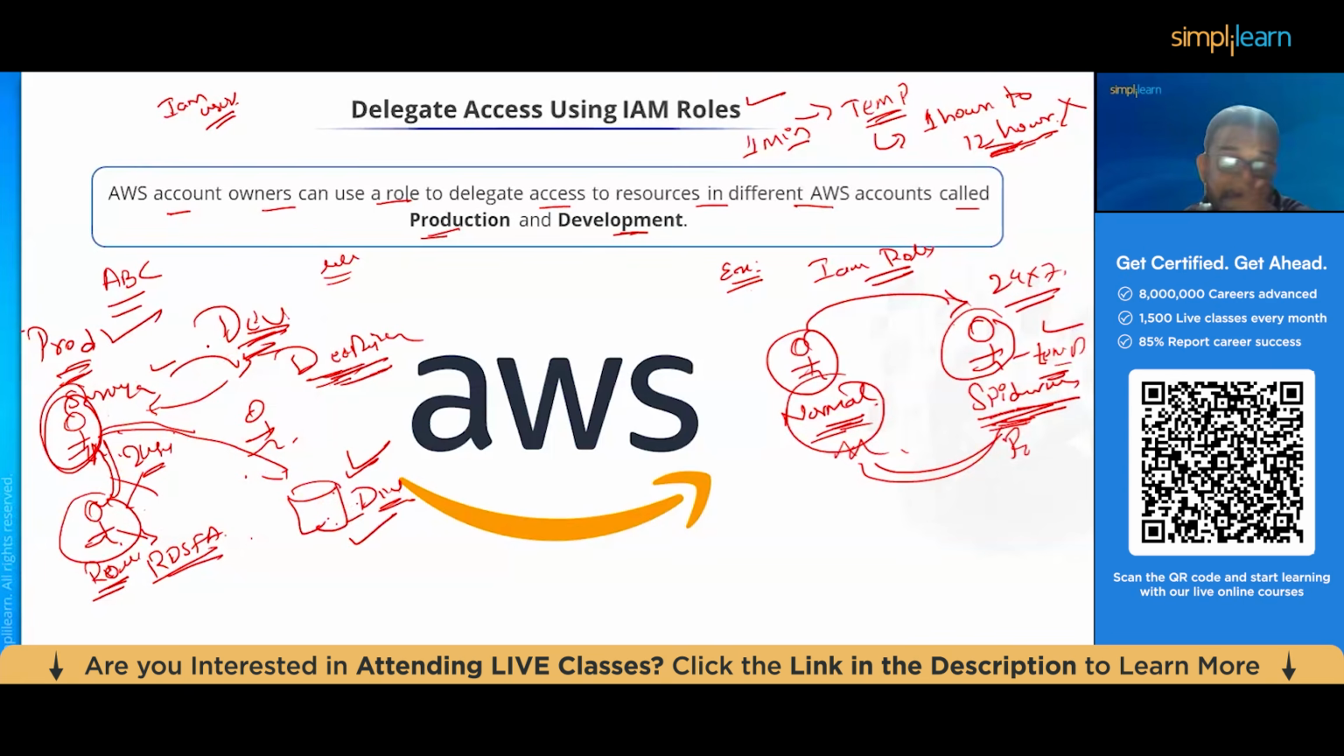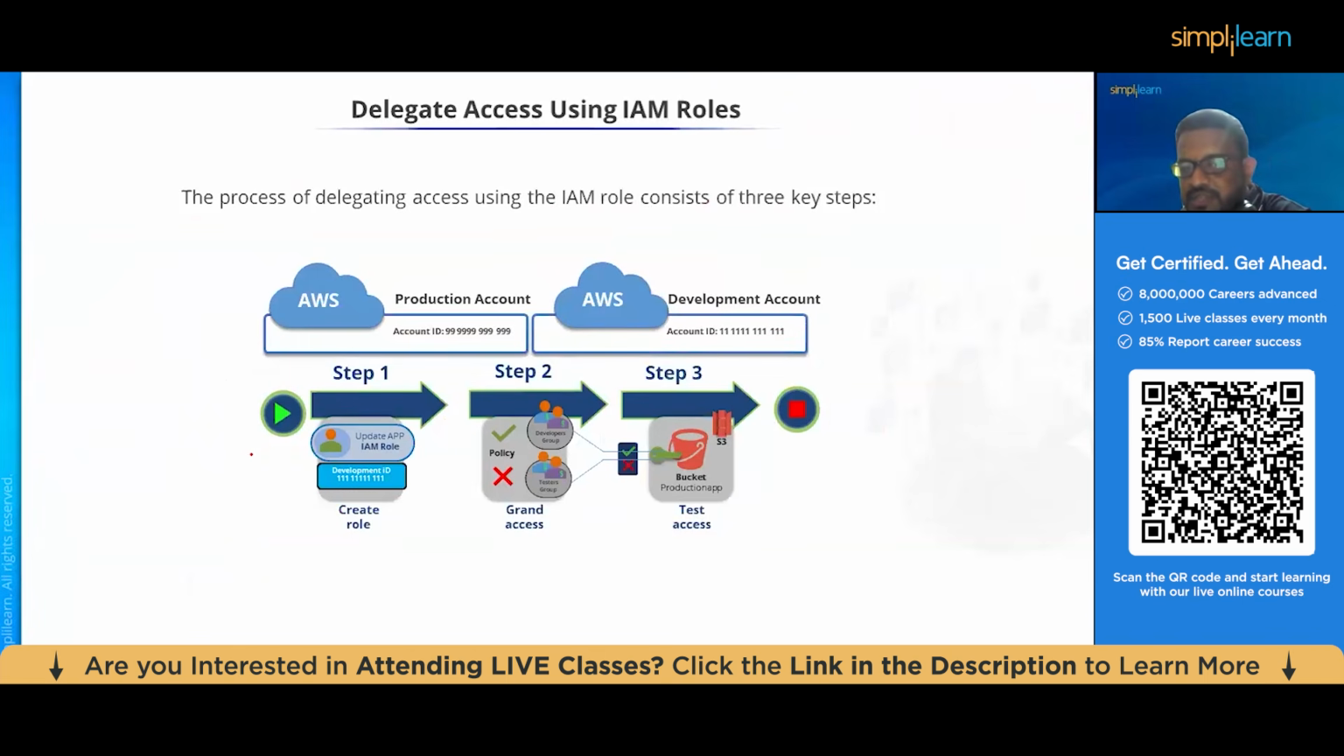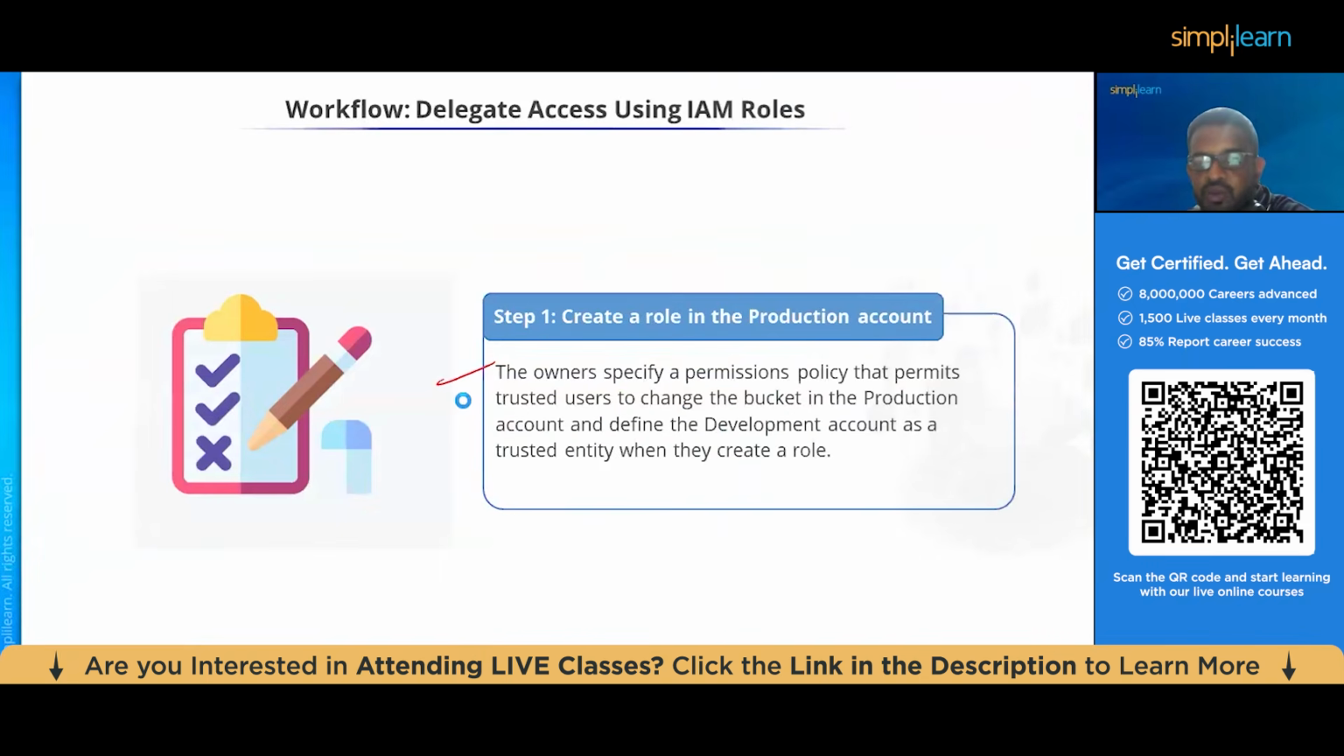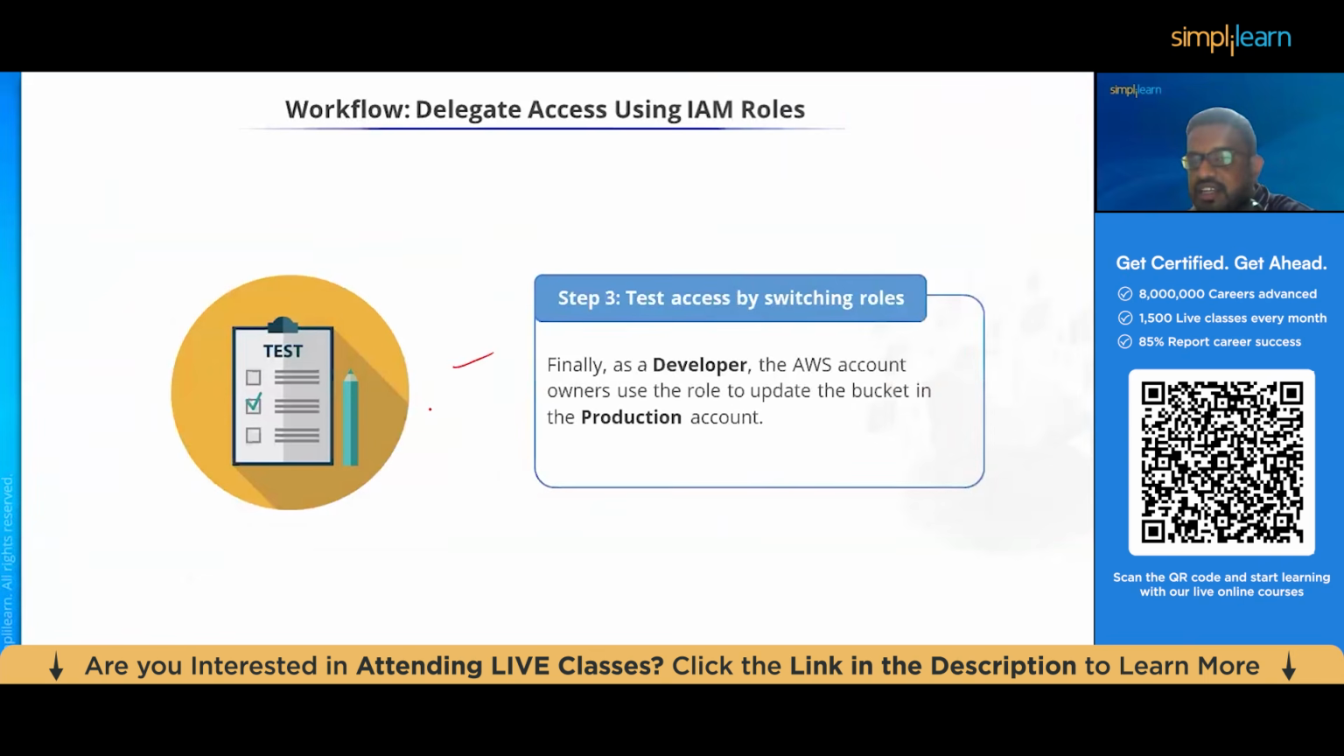So that is the reason, folks, the best use case of an IAM role is cross account access. Again, I'm repeating, the best use case of this IAM role is cross account access. If you want to access any resources from another account, at that time this cross account access is very, very important. By using IAM roles, you can delegate the authority, right? So now, folks, how are we doing this? 3 steps. First, creating a role, granting the access, and testing the access, right?